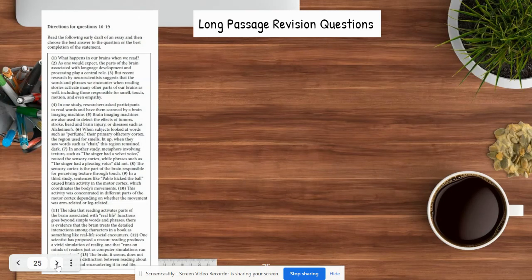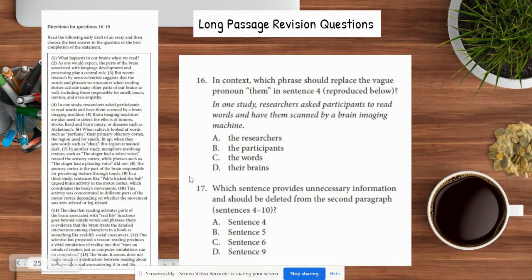Okay, long passage, that is obviously not something that you could read in this forum, but this is what the questions will look like. In the context, which phrase should replace the vague pronoun "them" in the sentence? And the second one, which sentence provides unnecessary information that should be deleted?